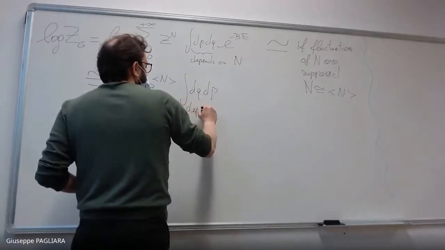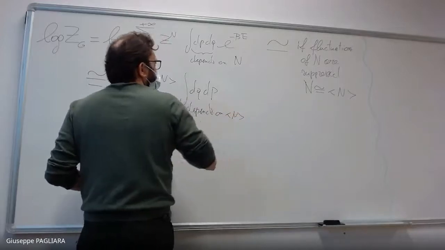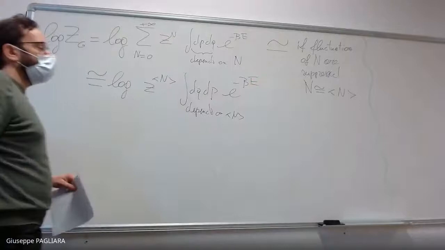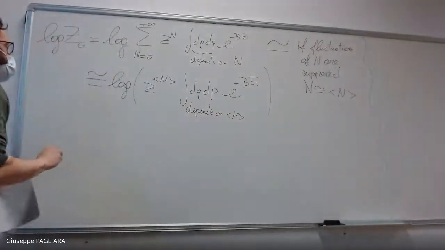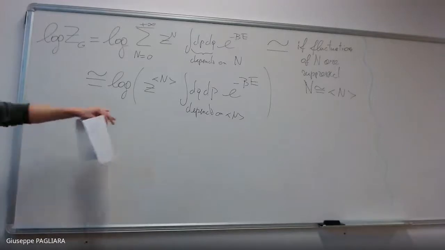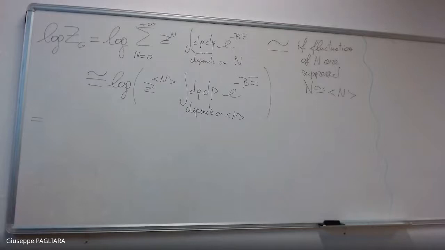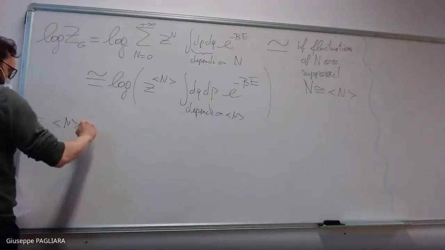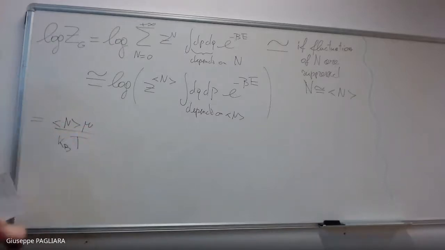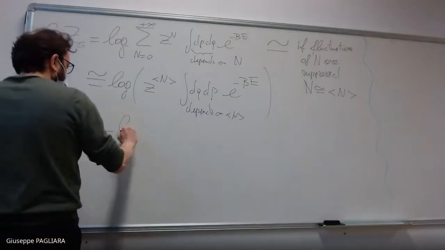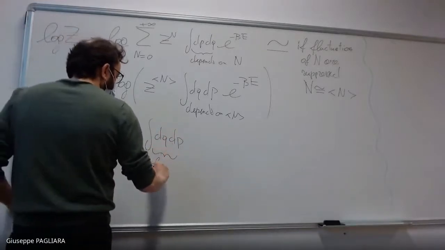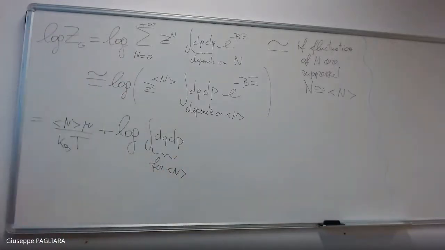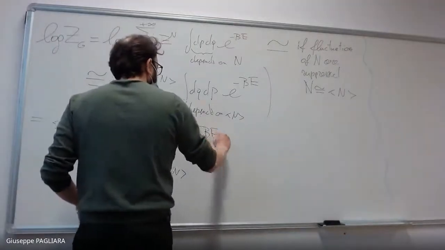Here, of course, this depends on the average of n, minus the beta E. Okay, now this is equal to the logarithm, everything here. Now this is equal, considering the formula for z, which was exponential of mu beta. This is mu n, and I have a mu and then a beta, which is 1 over kBT, the first term. The second term is the logarithm of the integral dq dp for number of particles equal to the average of n of e to the minus beta E. Okay.